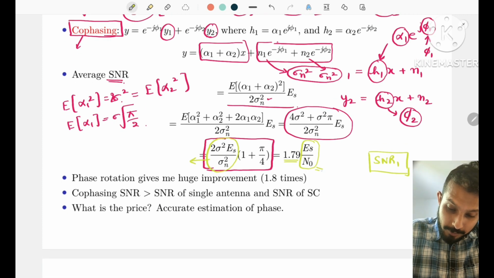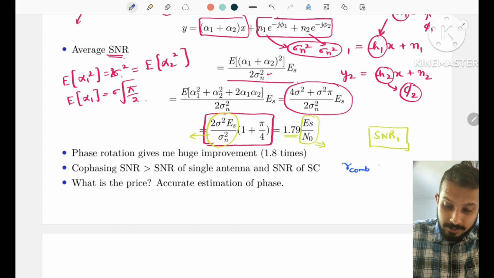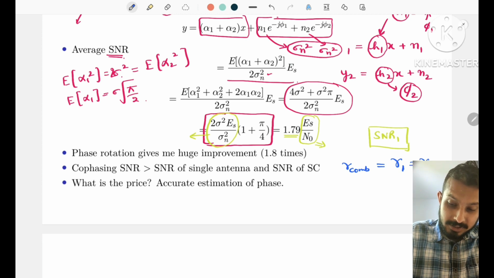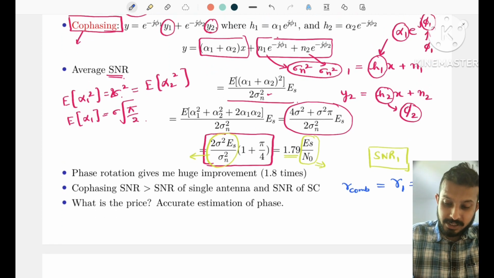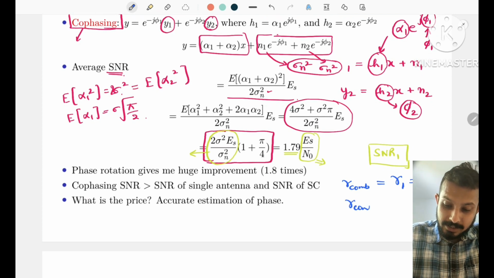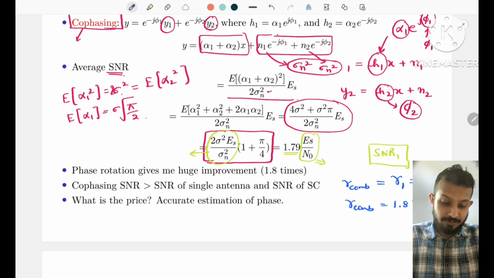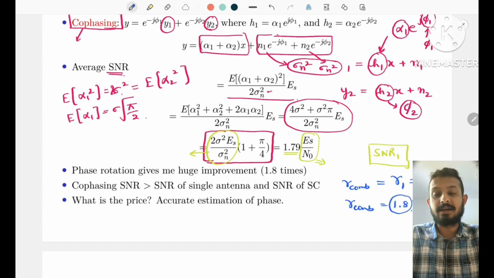So from here, what we have observed is that in the earlier case, when we just directly added the two signals, the combined SNR was equal to the SNR of the first antenna element and equal to the SNR of the second antenna element. But here, when we first estimated the accurate phases and then added the two signals, we observed that the combined SNR is 1.8 times the SNR of the first element. So the phase rotation has given us a huge improvement of 1.8 times the SNR of the first antenna.